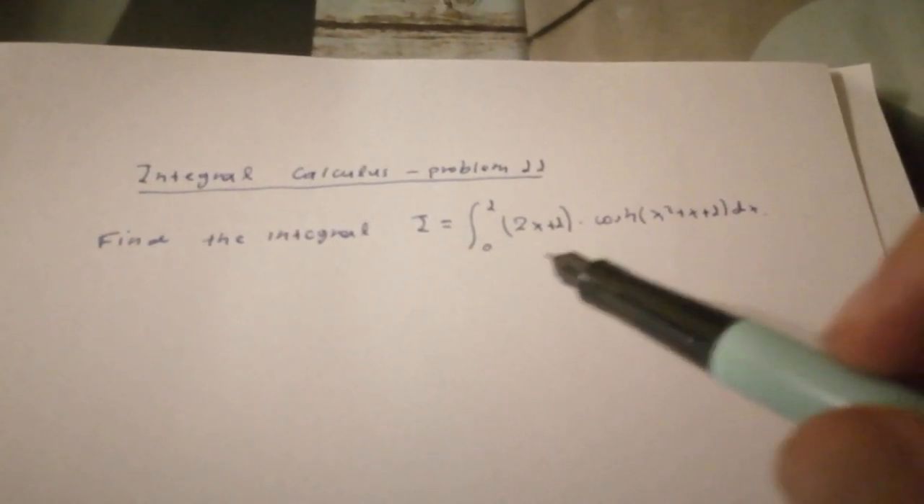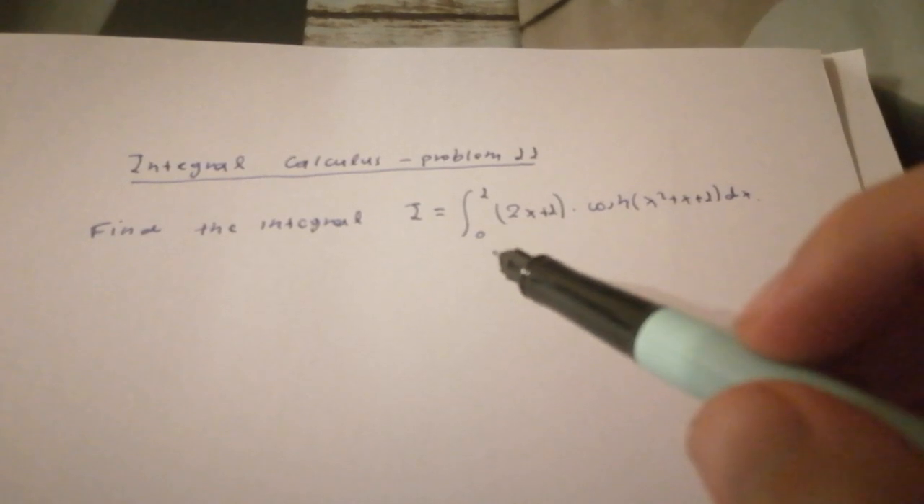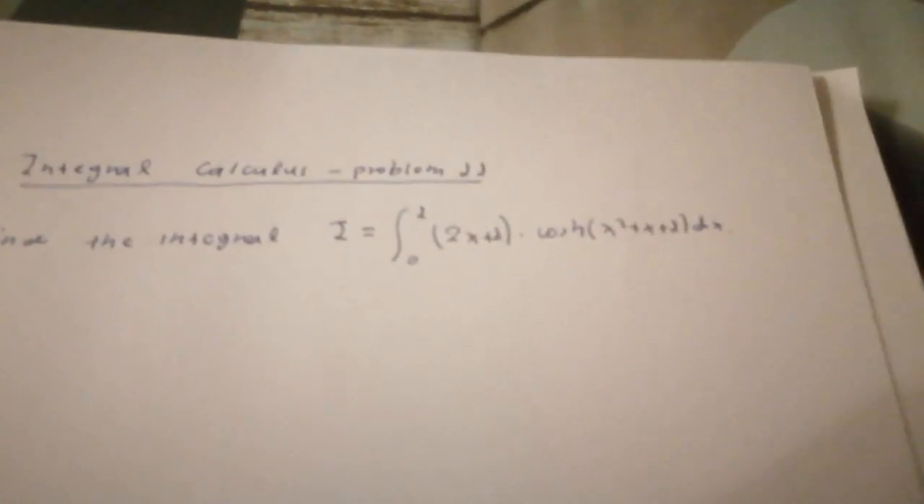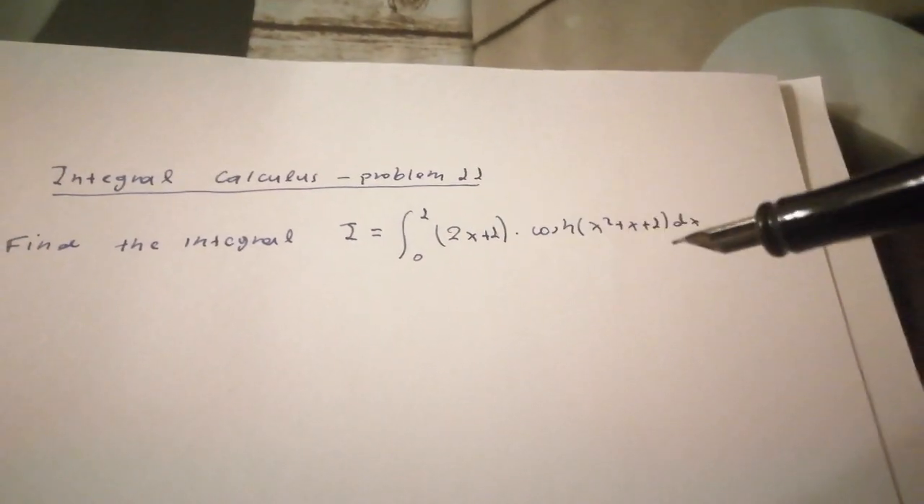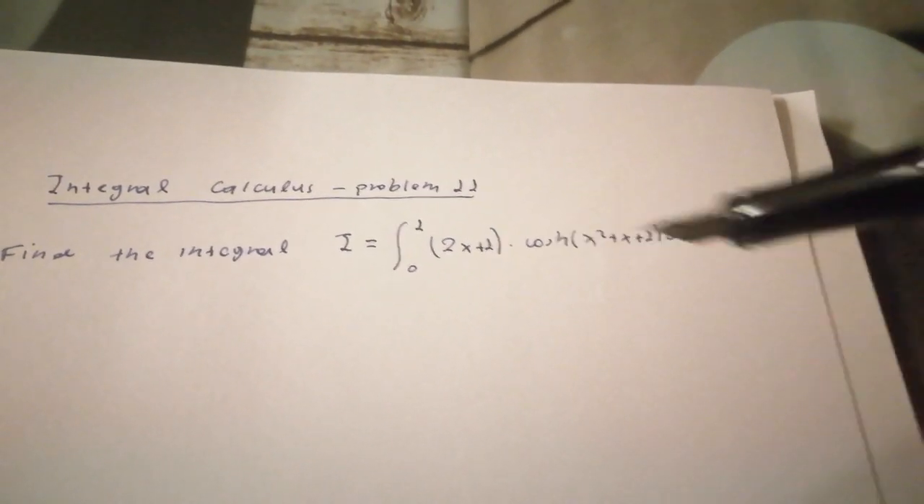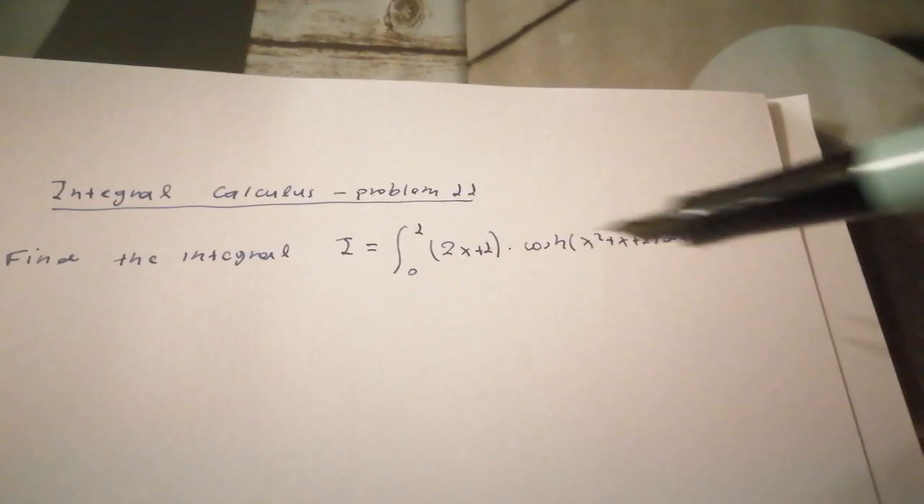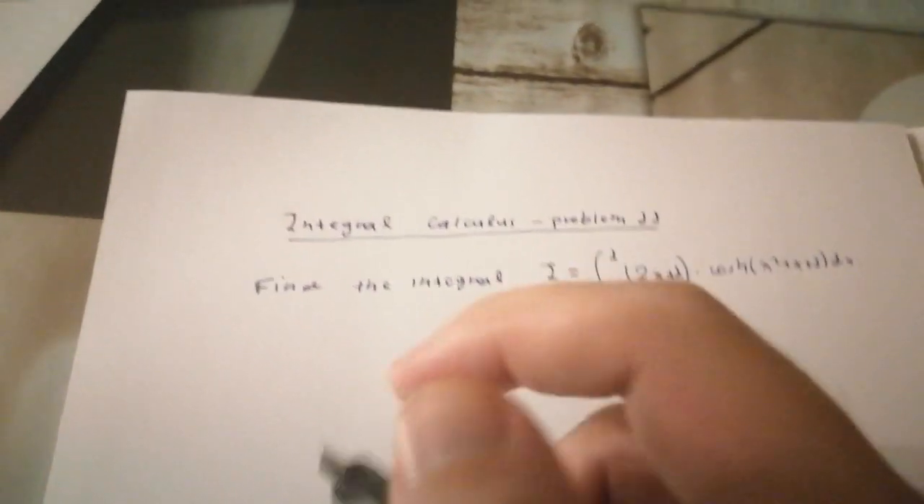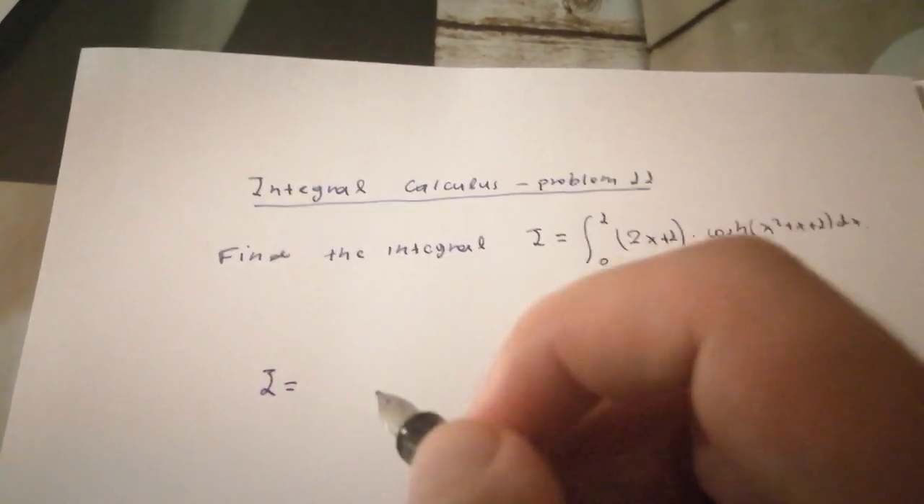Now we have this integral from 0 to 1 of this function. Now it looks like a hard one. It's very difficult to go back to find the function here. So let's see what we are going to do in this case.